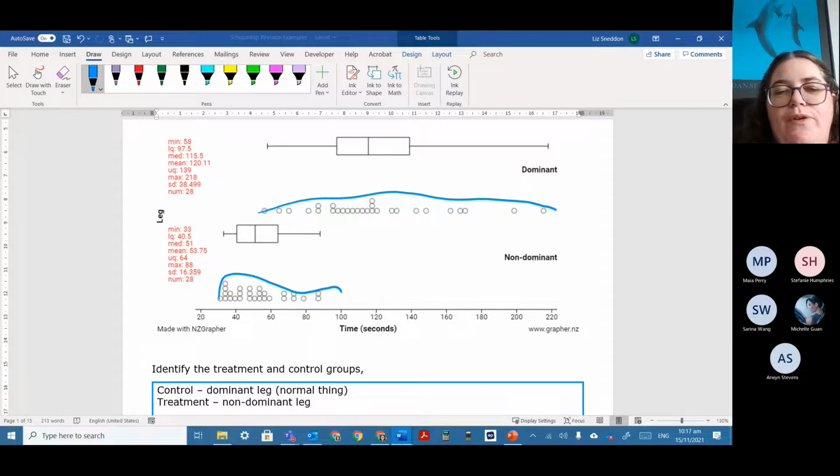It's harder when you've got small numbers of data. Can we say that our dominant leg is definitely normal or left skewed, right skewed?